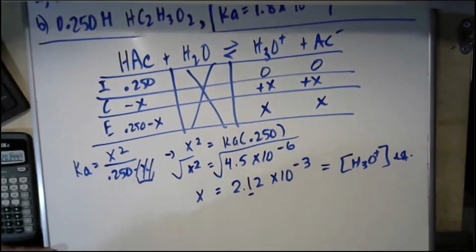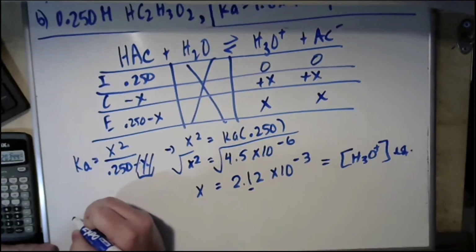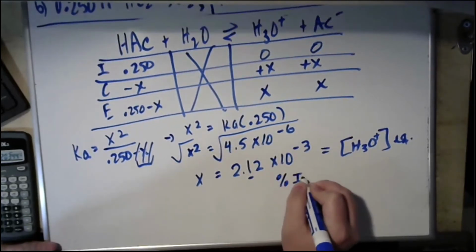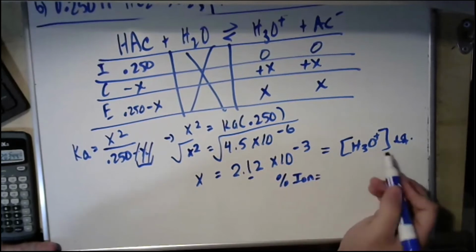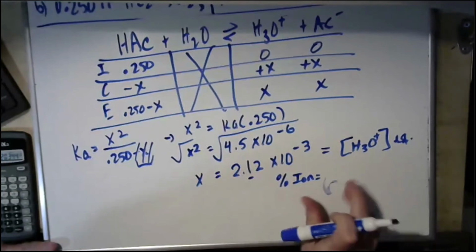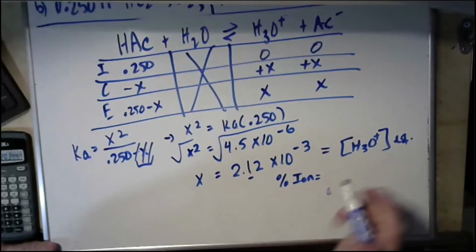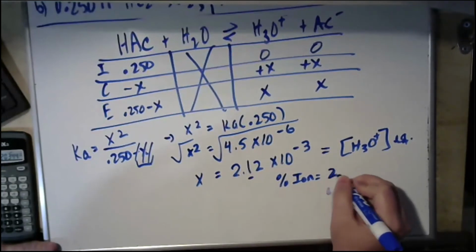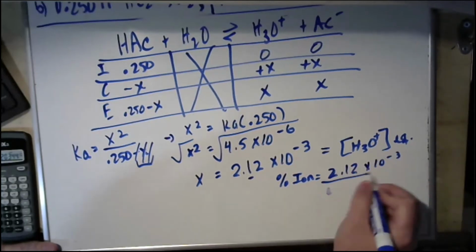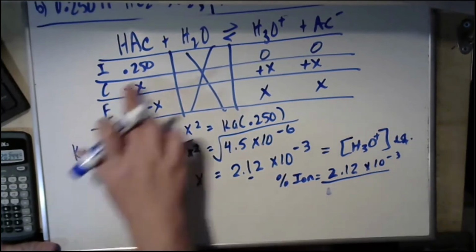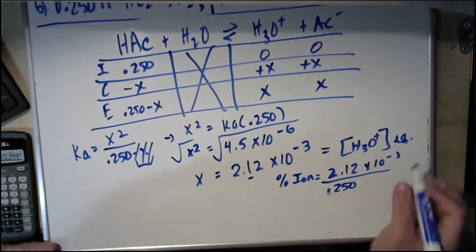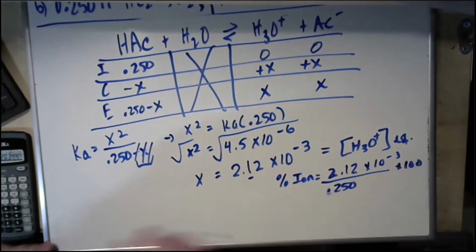Now I'm going to find my percent ionization by taking my H3O plus concentration. So that's going to be my 2.12 times 10 to the negative 3, dividing it by my initial concentration of 0.250, and multiplying it by 100.